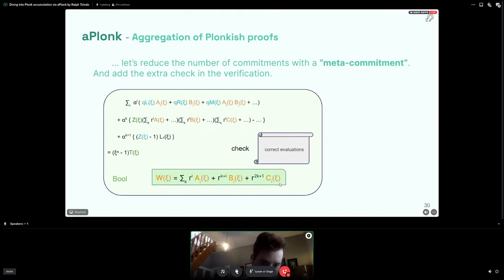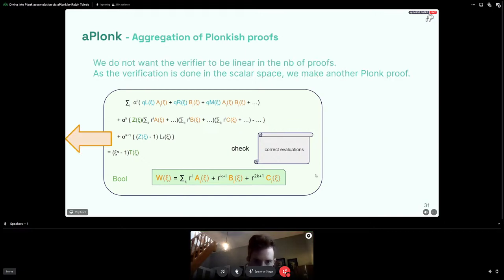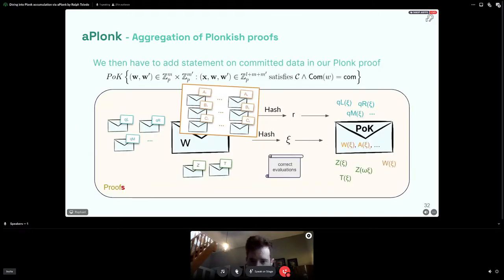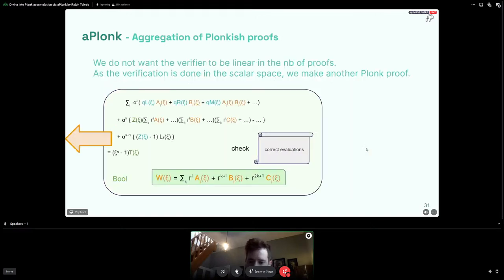So we were adding in the verification that the commitment W was well computed. What we can note is that all of these checks here are actually scalars. So instead of having all of this operation, which, as you can see, because of the sigma here, would be linear in the number of proofs, we can actually make a Plonk proof of this. So this is our meta verification. What we're going to add in our proof is a proof of knowledge that all of the relations that I just showed were correct.